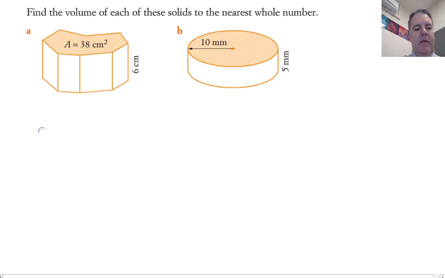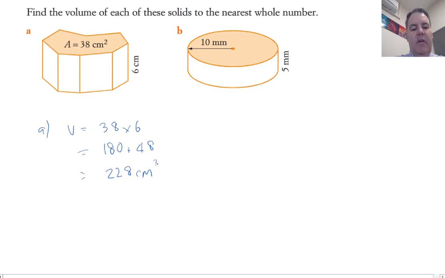Okay, these two are really easy. The volume for the first one is the cross-sectional area times by the height. So 38 times 6, which you could do 30 times 6 and then 8 times 6. So 30 times 6 is 180, and 8 times 6 is 48. So 228, or of course you can get your calculator out.